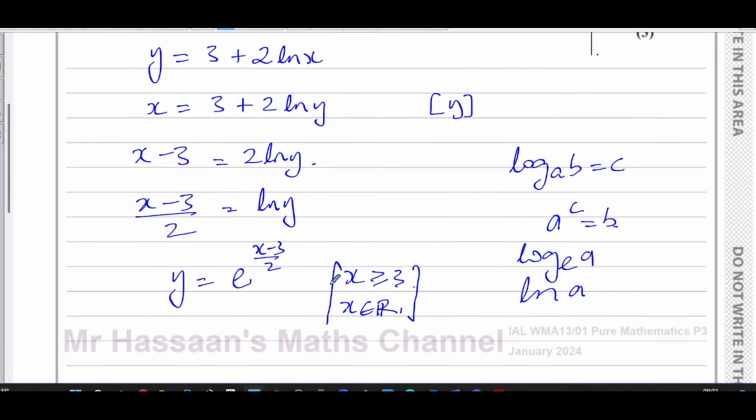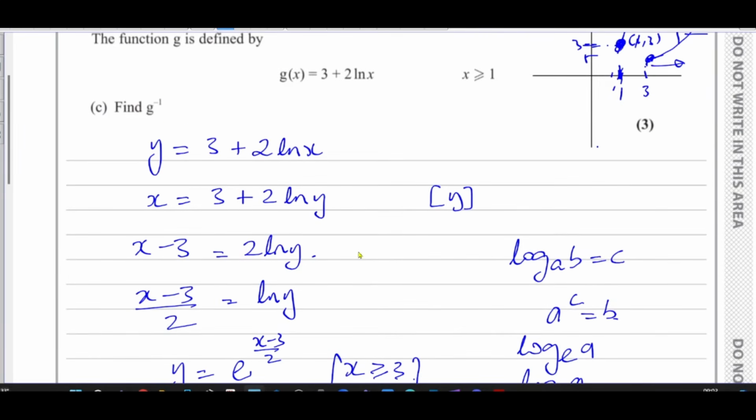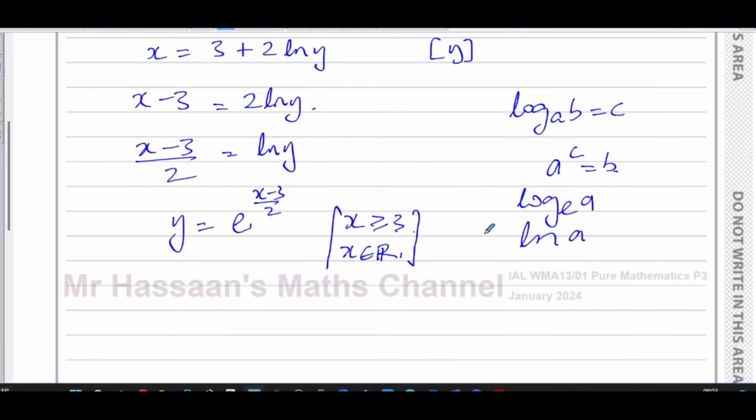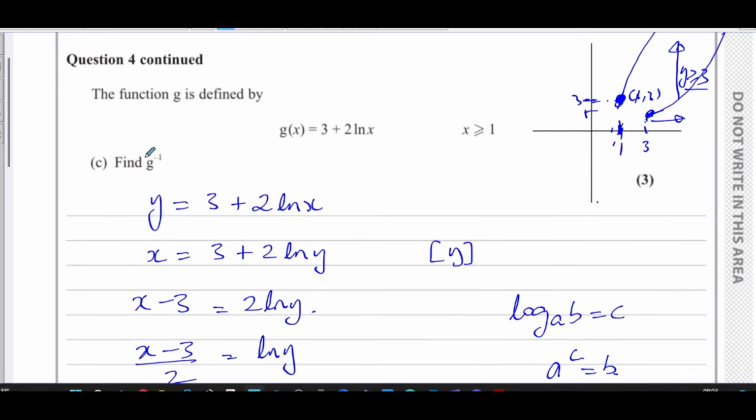So don't forget to always state the domain, even if the question did not require you to do so. Even if the question didn't explicitly say state the domain, if it says find the inverse function, it means with the domain also defined. So always assume that, otherwise you will definitely lose marks in such questions. So there's part C done.